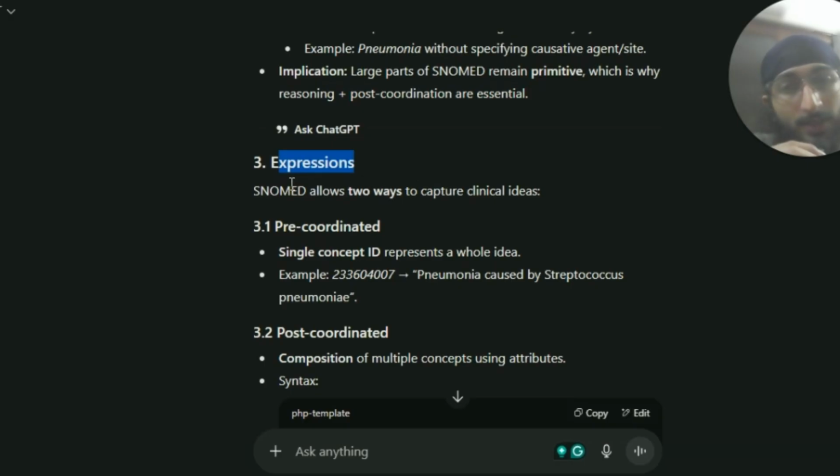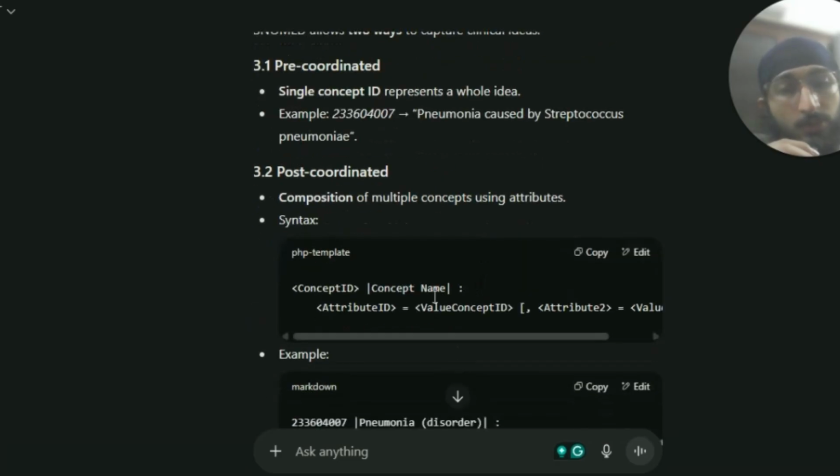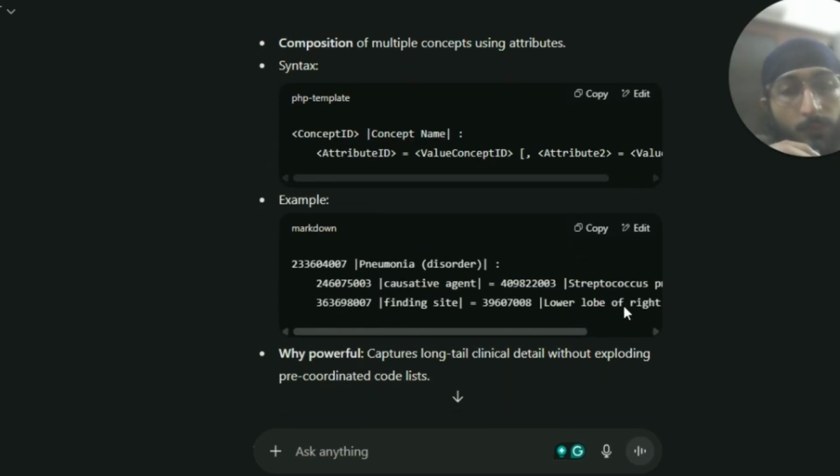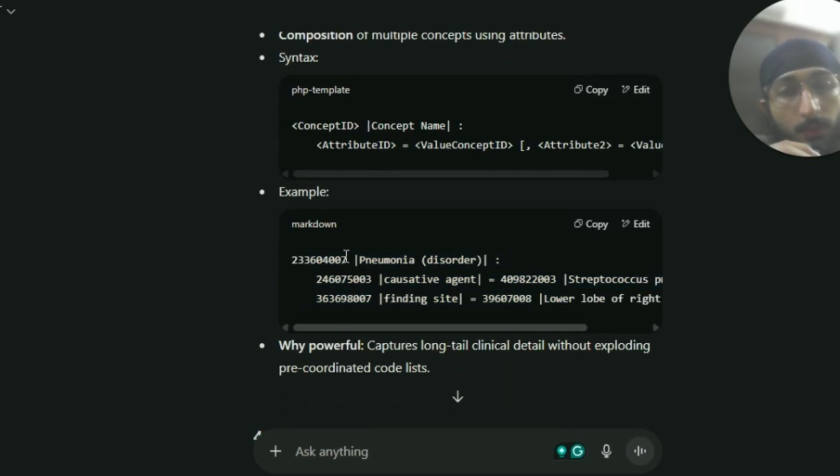Now we have the expression. SNOMED allows two ways to capture clinical ideas. First is the pre-coordinated one, where a single concept ID represents a whole idea. This is the single concept ID for pneumonia caused by Streptococcus pneumoniae. The second one is post-coordination, using multiple concept IDs, a composition of multiple concepts using attributes: concept ID, concept name, attribute ID, value concept ID, then attribute ID2, value concept ID2. So this is how we show it.